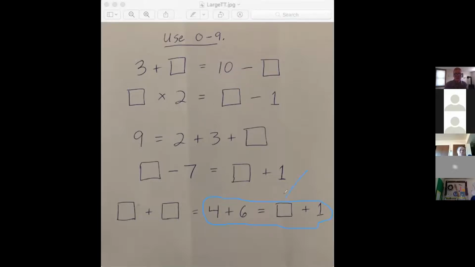Tell me what you think a lot of students would want to put in that box. 10. What was that, Ginger? 10. Why would they want to put a 10 there? Because 4 plus 6 is 10. Exactly.